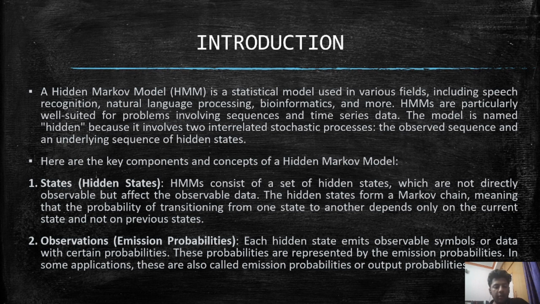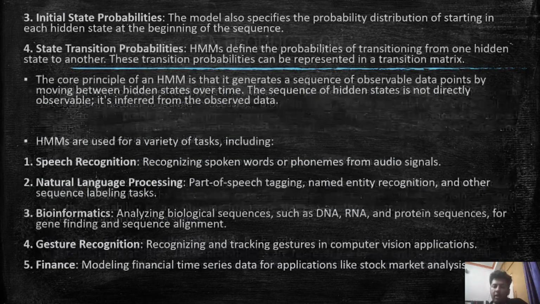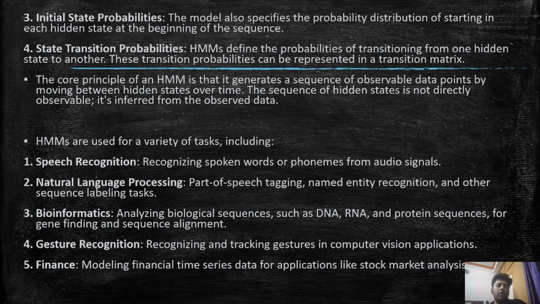And the second one is observation, that is the emission probabilities. So each hidden state emits an observable symbol or data with certain probability. So these probabilities are represented by the emission probabilities, and in some applications these are also called the output probabilities. Coming to the third one, that is the initial state probabilities.